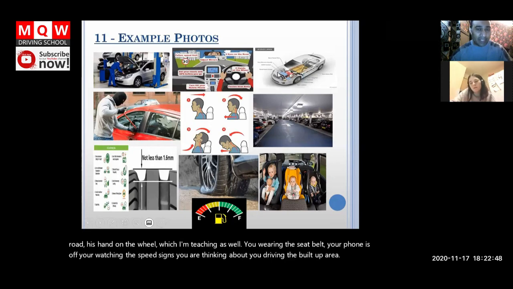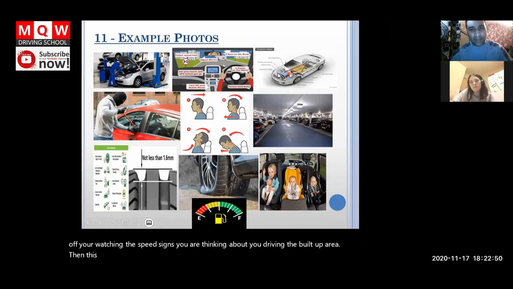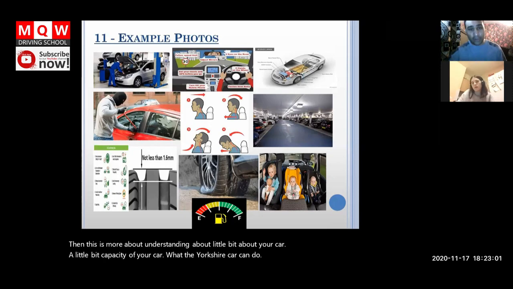Then this is more about understanding a little bit about your car, the capacity of your car, what your car can do. If you look on the next picture, then you say where you should be parking your car, where your car is more safe, where no one is going to steal something from your car.